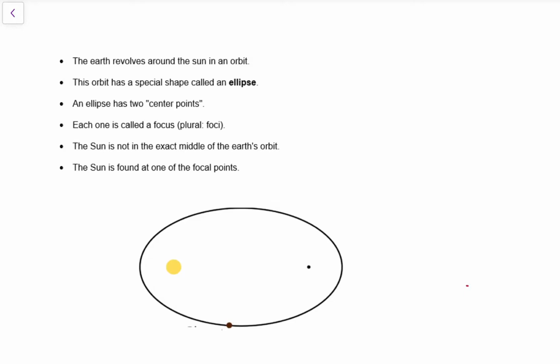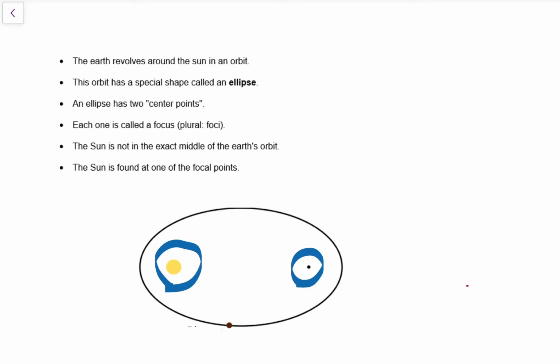We recall that the Earth revolves around the Sun in an orbit, and this orbit has a special shape called an ellipse. An ellipse has two center points. Each one of these center points is called a focus. The plural of this word is foci. So in the case of this ellipse shown here, the two foci points are here and here.